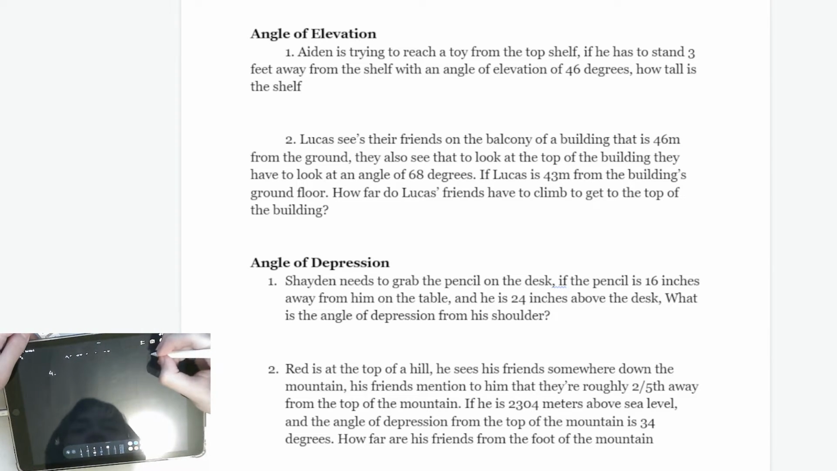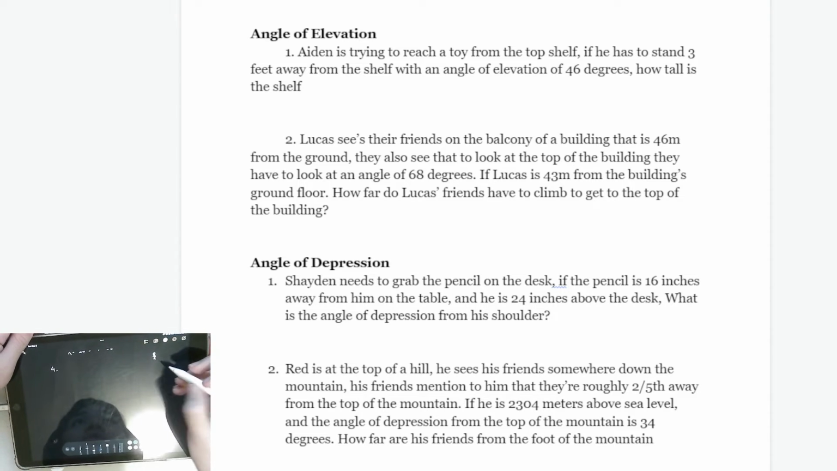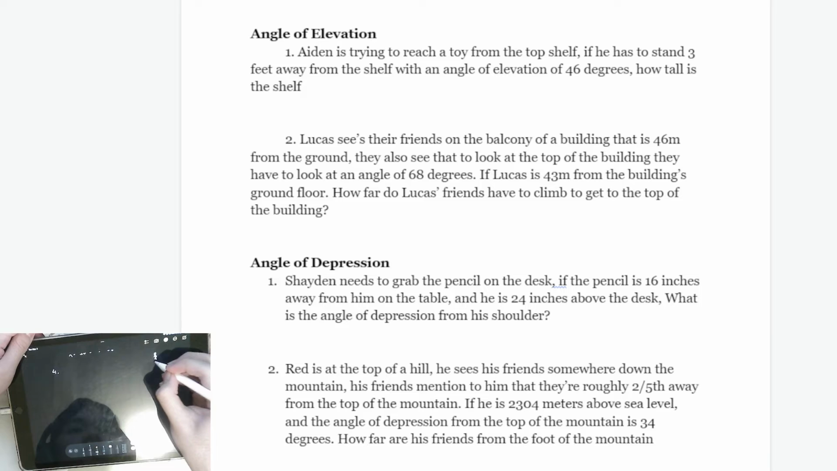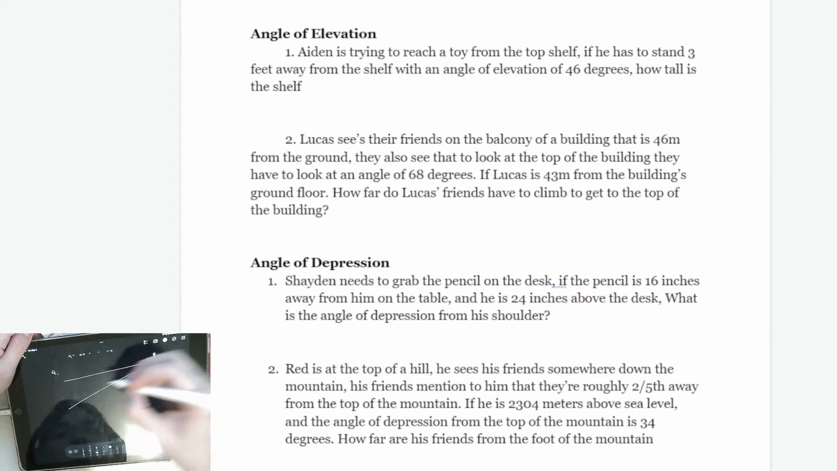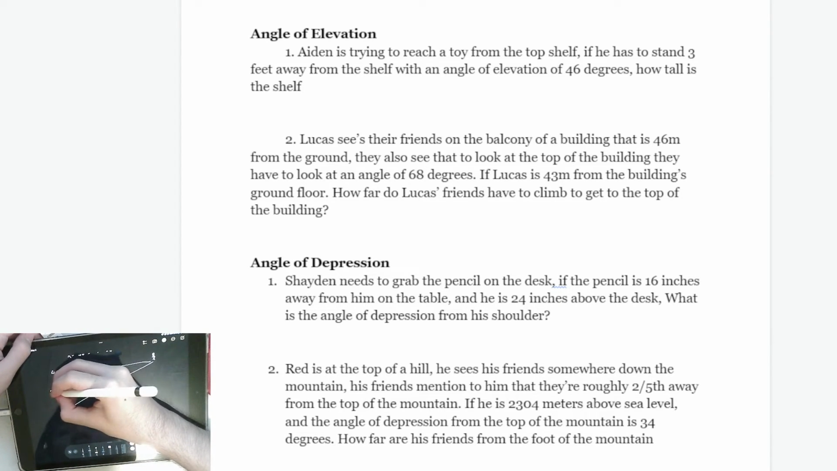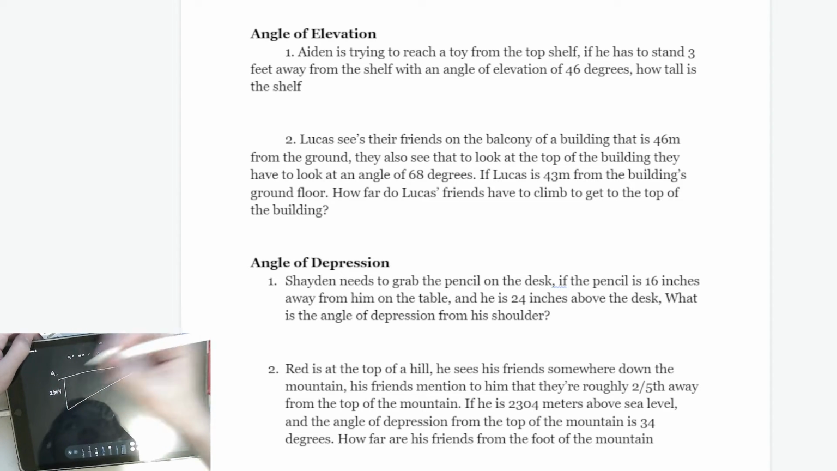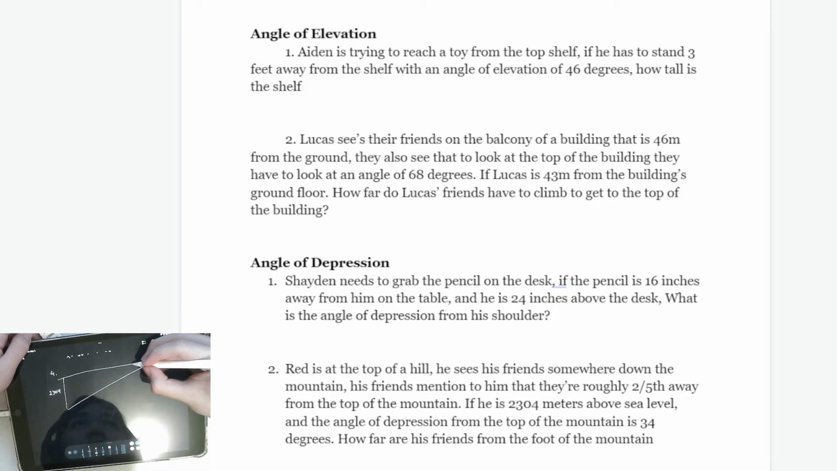Let's say this is our good friend Red up here. Red is at the top of the hill, or it's supposed to say mountain, I'm sorry. He sees his friends somewhere down the mountain. His friends mention to him that they are roughly two-fifths away from the top of the mountain. So let's say this is the top of the mountain. If he is 2,304 meters above sea level, and the angle of depression from the top of the mountain is 34 degrees, how far are his friends from the foot of the mountain?